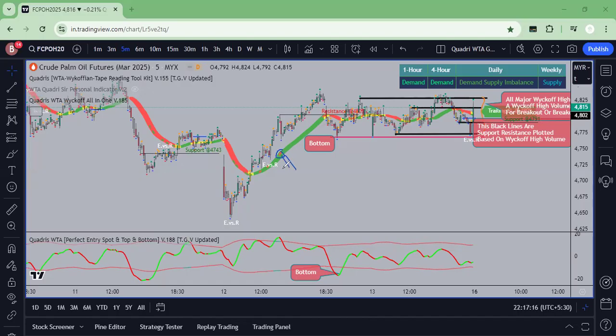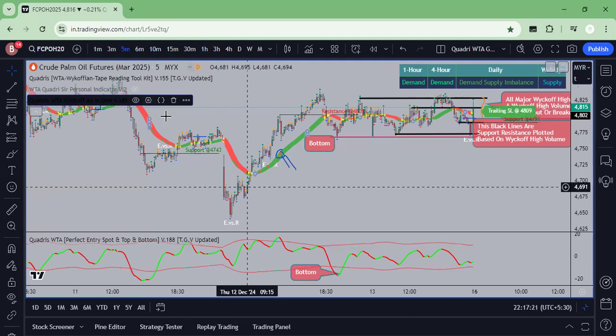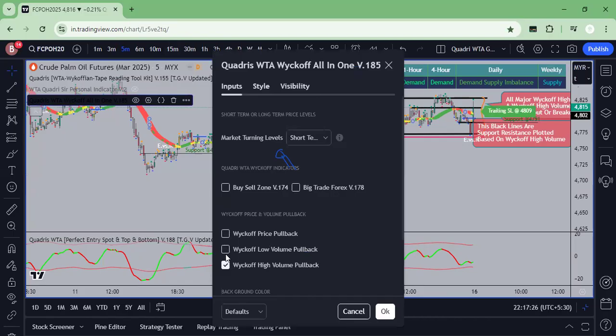This is the high volume pullback which has been applied. One second, let me bring out this thing. You can apply, first, the normal price pullback, then we have low volume pullback, then high volume pullback, then we have big forex trade and buy sell zone, which is an advanced trading tool for people who want particular levels or particular buy sell zones. For them, I have added 140, 174 and 188 into it. But my preferred tool is to use it for volume.